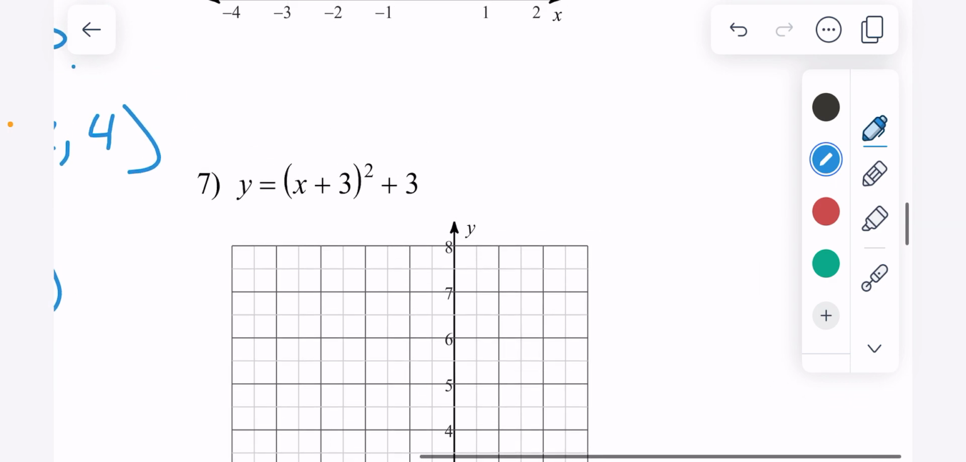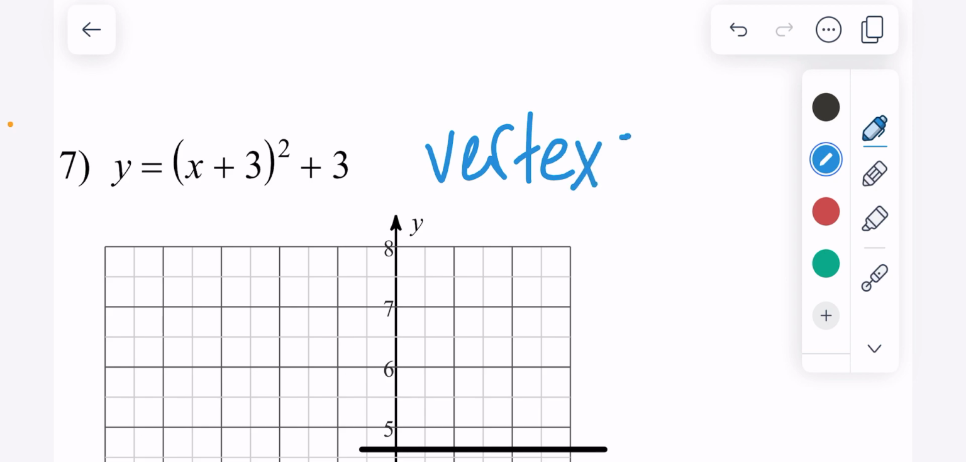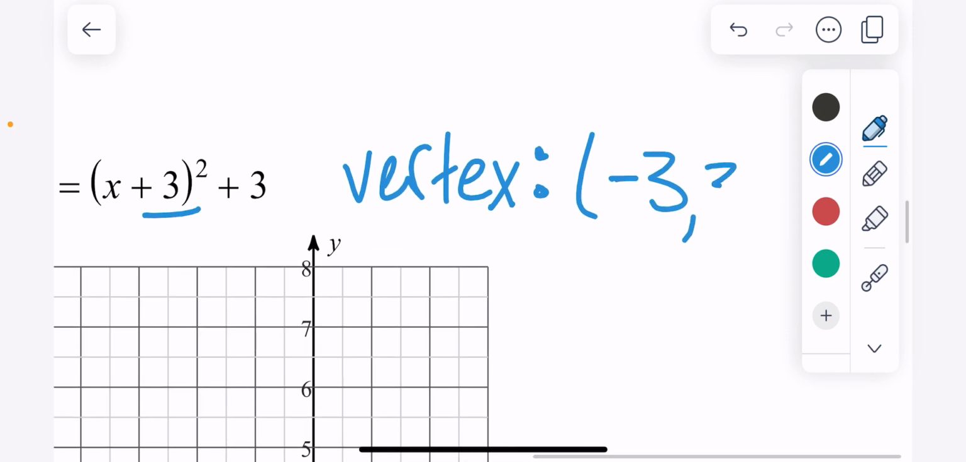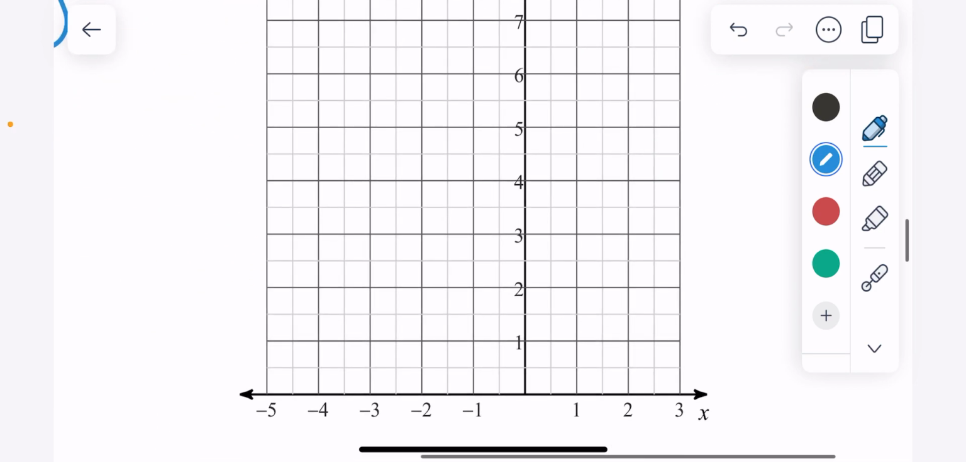Let's look at this last one. Once again, my vertex, and you guys should be emailing me your homework. I've gotten it from a handful of you, but not everyone. My vertex is opposite of h, so negative 3, comma 3. Maybe pause it to graph this one on your own and then come back. Okay, welcome back. We get negative 3, 3 is my vertex.